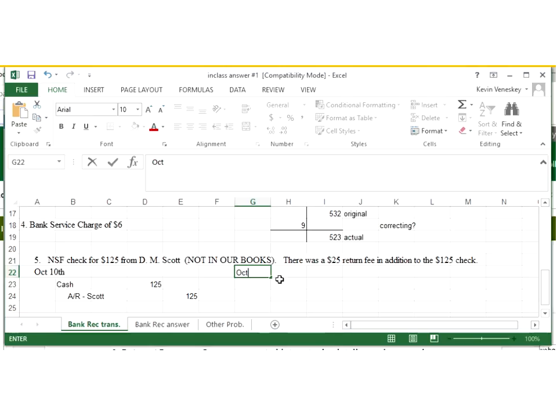And then on October 31st, when I found on the bank statement, he actually never did pay me because his bank account was overdrawn. So what I'm going to have to end up doing in my journal entries is reversing this. And not only reversing the $125, I'm going to tack on another $25 fee. The bank is charging me, taking $25 out of my account.